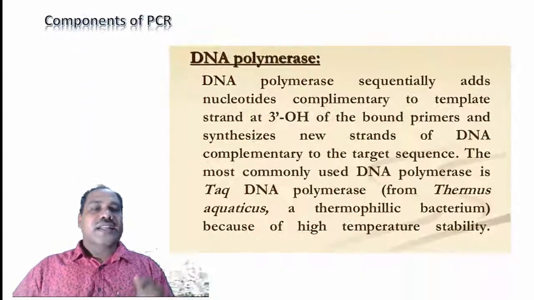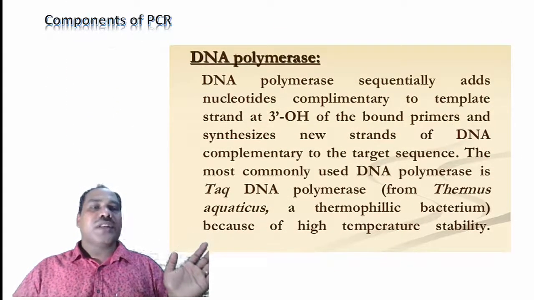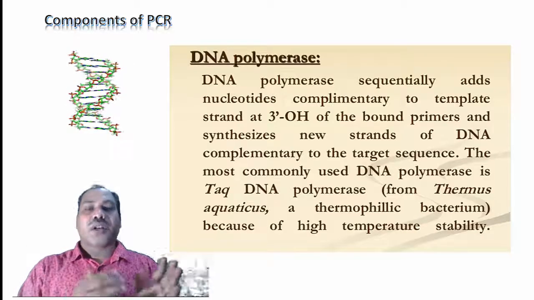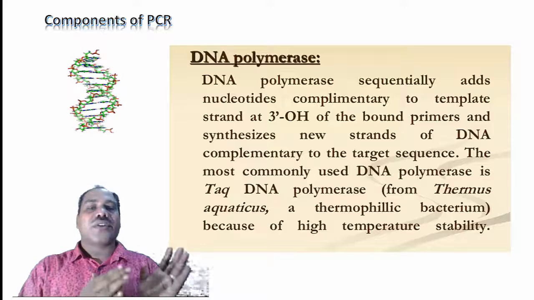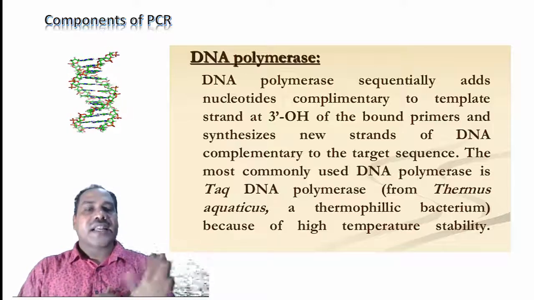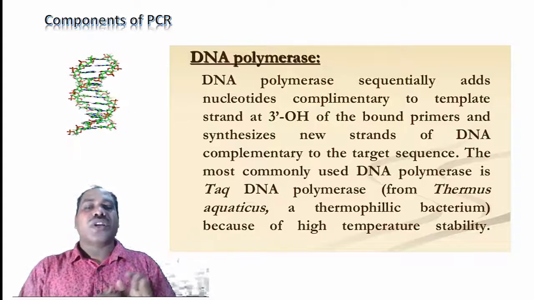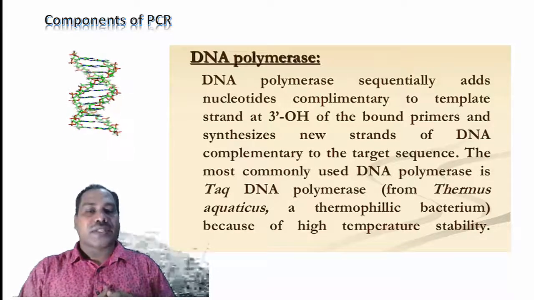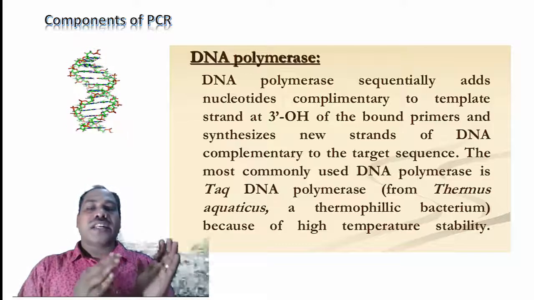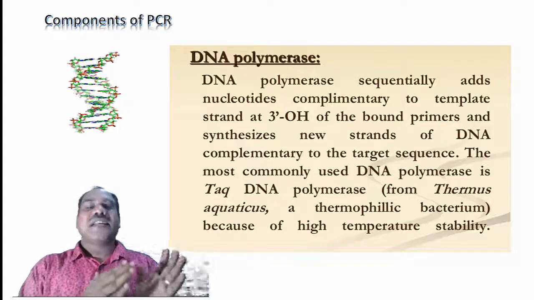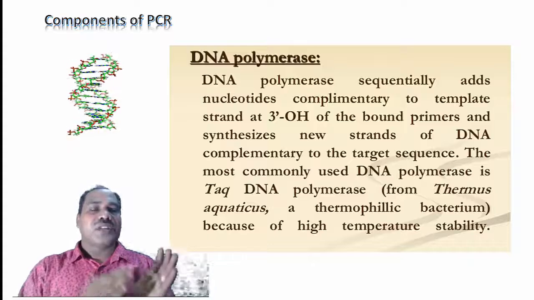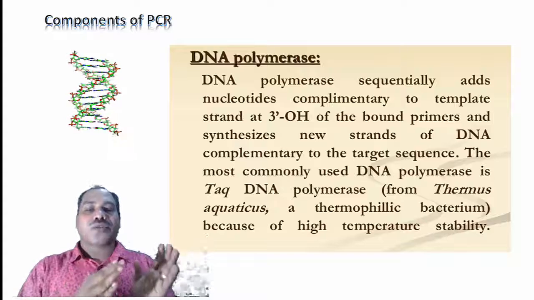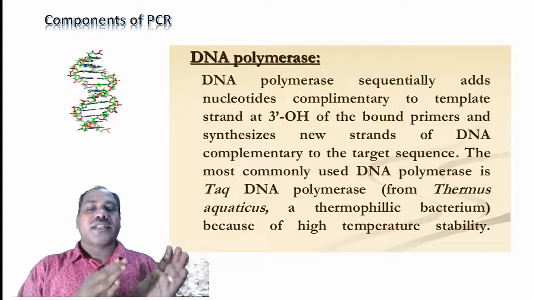Then the second component is DNA polymerase. DNA polymerase is an enzyme which is required for the polymerization process, and it adds nucleotides complementary to the DNA strand at the 3' OH groups of the bound primers and synthesizes a new strand of DNA complementary to the target sequence. The most commonly used DNA polymerase is the Taq DNA polymerase, a special type of DNA polymerase which is thermostable, and it has been extracted from the bacterium known as Thermus aquaticus, which is a thermophile.